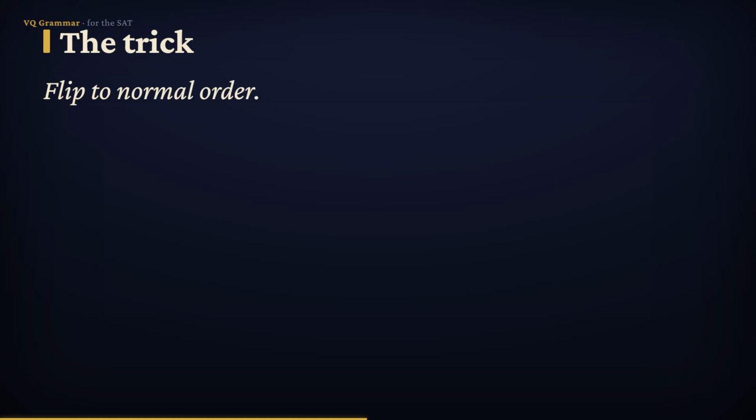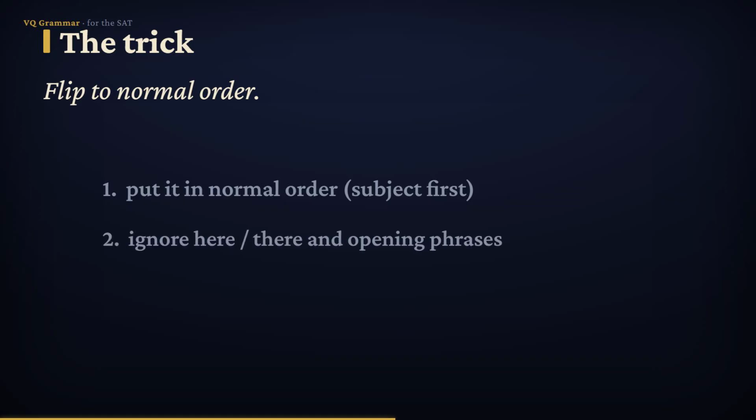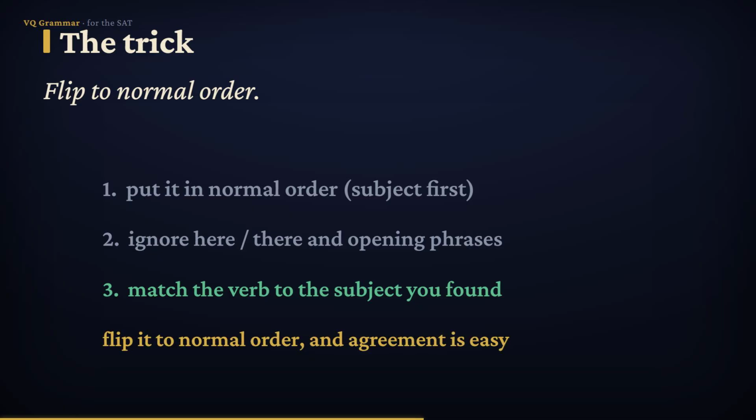Whenever a sentence feels backward, use this trick. 1. Mentally put it in normal order, subject first, then verb. 2. Ignore here, there, and any opening prepositional phrase. None of those is the subject. 3. Match the verb to the subject you uncovered. Flip it to normal order, and the agreement becomes easy. The verb always finds its subject, no matter where it's hiding.